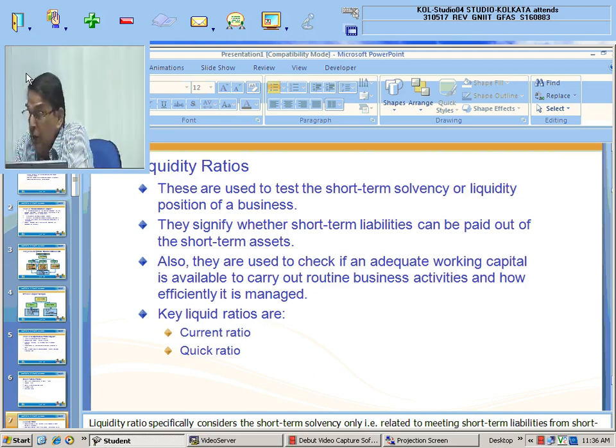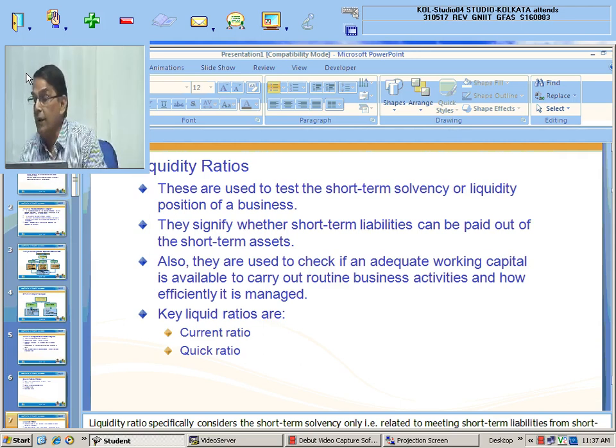Basically, short-term liabilities have to be met in a shorter period of time. So whether short-term liabilities can all be met out of the short-term assets which will eventually get converted into cash and cash equivalents. Short-term assets are those assets which are going to be converted into cash or cash equivalents over a short period of time. So is the value of the short-term assets available with the company adequate to take care of the short-term liabilities which have to be paid over a short period of time?